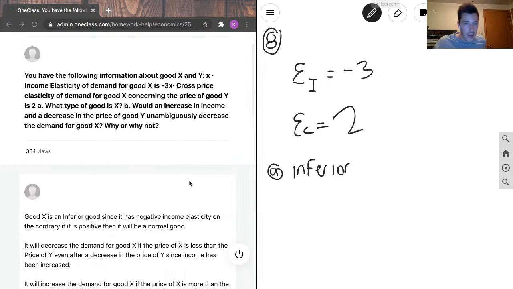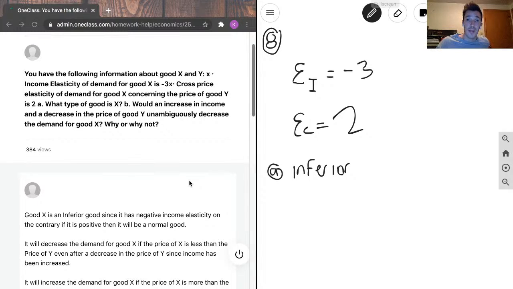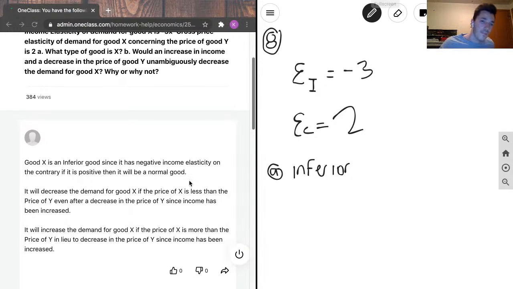So good X is an inferior good, since it has negative income elasticity. On the contrary, if it's positive, then it would be a normal good. A normal good is when your income increases, so does your demand. That's like most goods. You probably wouldn't buy, I don't know, a video game if you didn't have much money. But if you have some extra disposable income, then you may start purchasing luxuries of that nature.